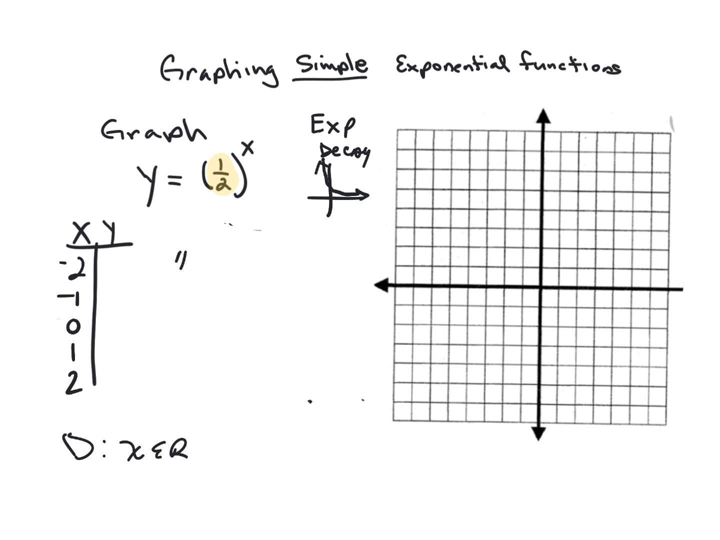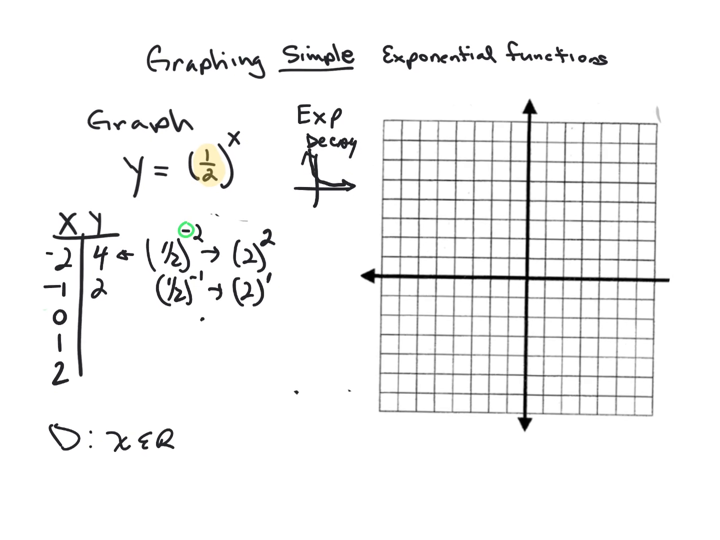So what is 1/2 to the -2nd power? Didn't we learn in the last chapter that we can get rid of the negative exponent by reciprocating the base, and that will make that 2 squared, which then makes that 4? And then what is 1/2 to the -1st power? We learned that you can reciprocate the base, and that will make that exponent positive 1. So that's just 2. And obviously, anything to the 0 power is just 1. And then 1/2 to the first power is just 1/2.